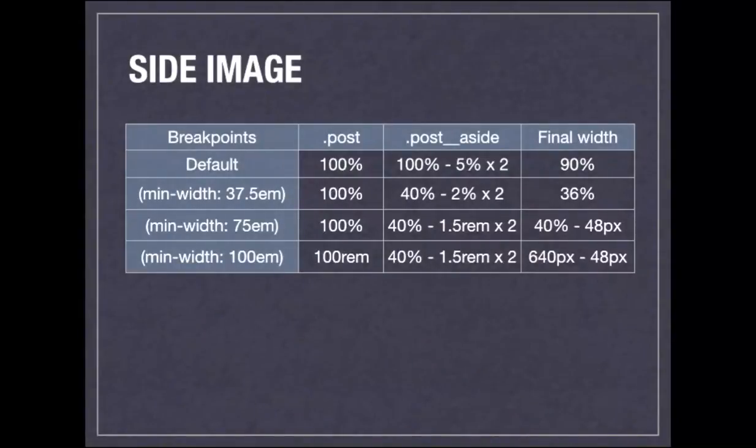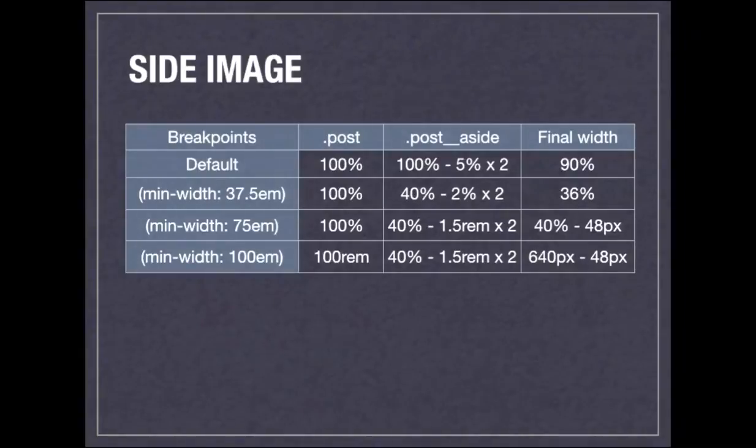So we look at that default, and by default, it was 100% wide, but then we had 5% padding on each side, and that was on both sides. So we can say that the image is 90% as wide as the viewport. If it's a little bit bigger, that 37.5 em, then it's 40% wide, and then there was 2% padding, so it's 36% wide for the viewport.